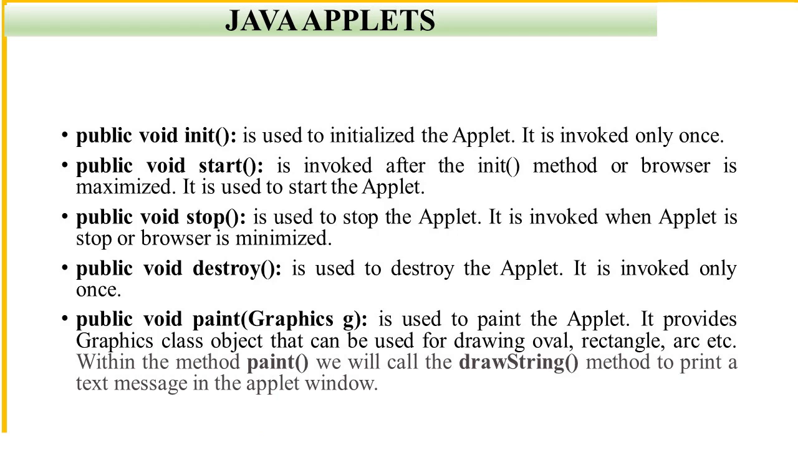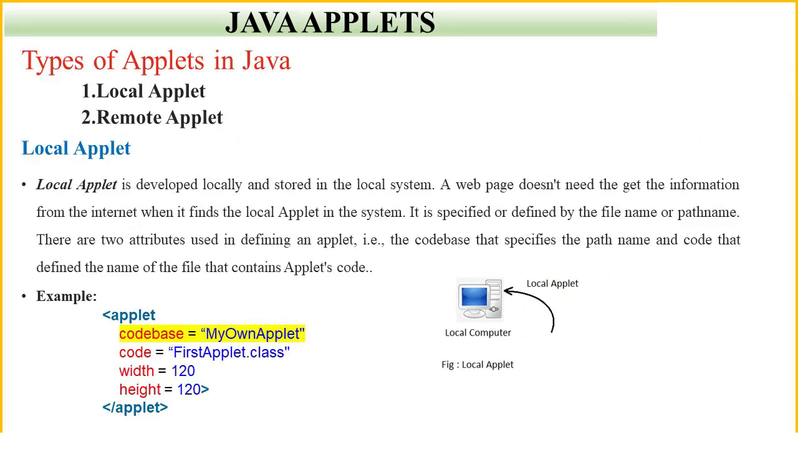Paint. It is used to paint the applet. It provides a graphic class object that can be used for oval drawing, rectangle, arc, etc. Within the method paint, we can call the drawString method to print a text message in the applet window.